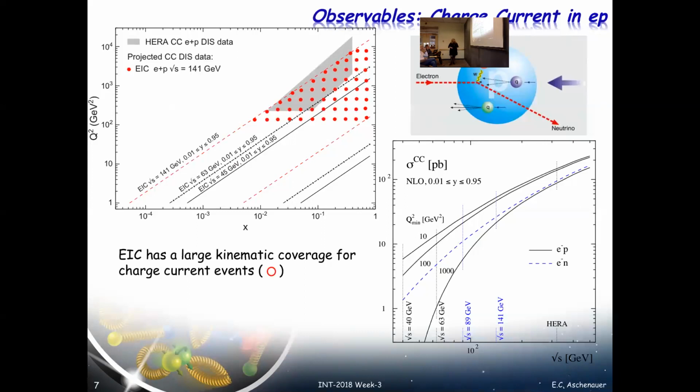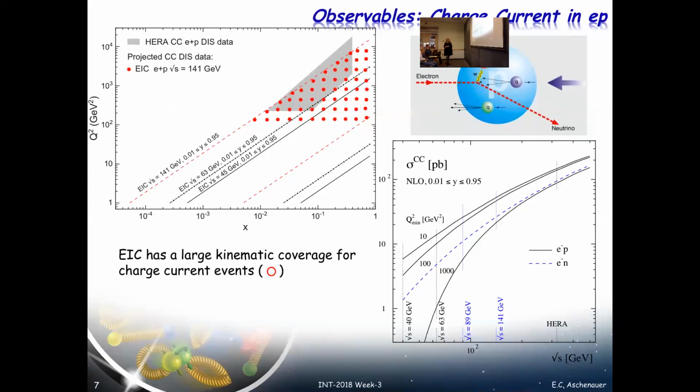And then here you see an interesting plot. That is the cross-section as a function of square root S, when you have different Q square minimums. So if you start at 10, 100, or 1,000, you see how the cross-section develops.